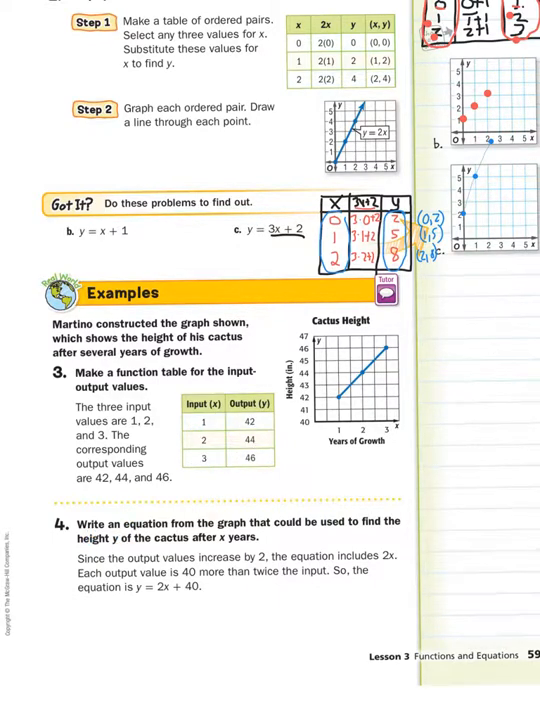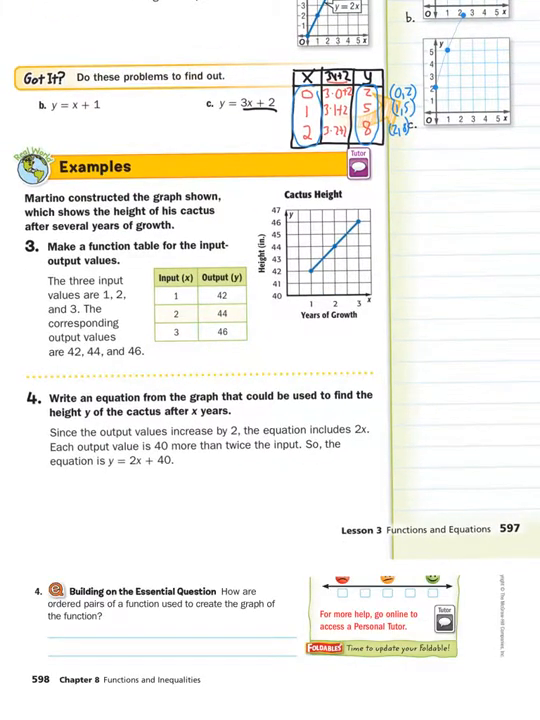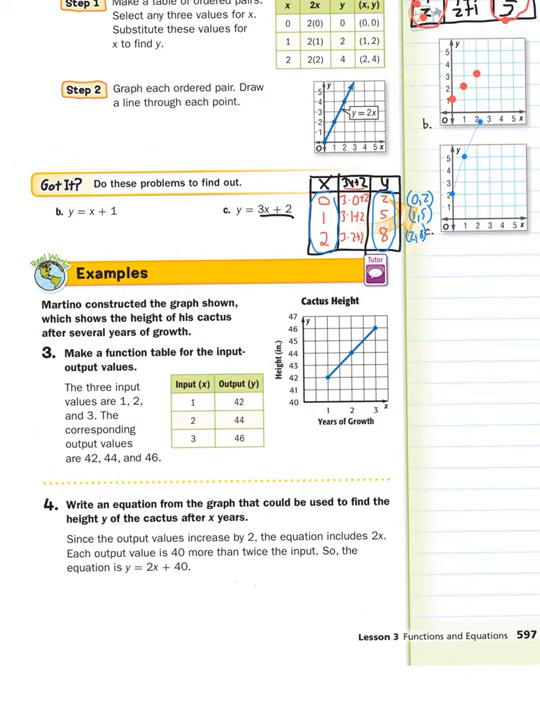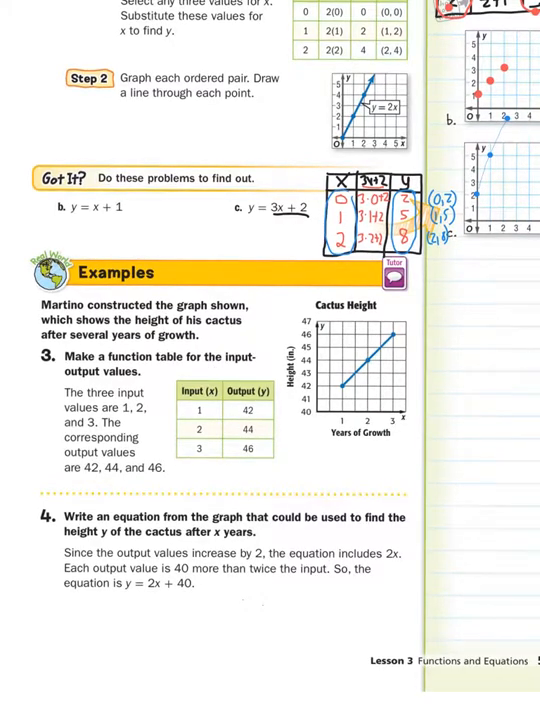Now for 4, it says write an equation from that graph that could be used to find the height y of the cactus after x years. So watch how this works. Remember, when you write your equation, you want to start with y equals. So every one of these equations is going to start with y equals.